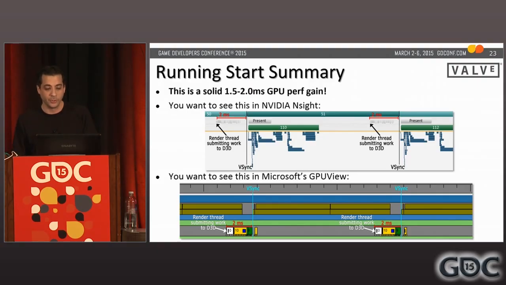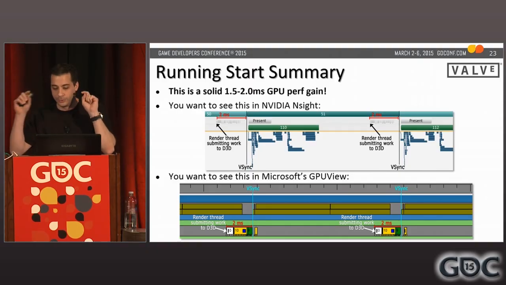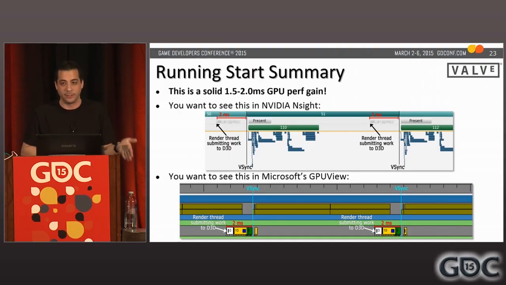Okay. Another useful tool is Microsoft's GPU view. And the yellow bars at the top is the GPU doing work. This is a much heavier workload. I did a different capture here. But right after VSync, you can see the GPU at the top there busy chewing through workloads. And you can see before VSync, about 2 milliseconds is when we're submitting to the API. Okay? This is what you want to see.